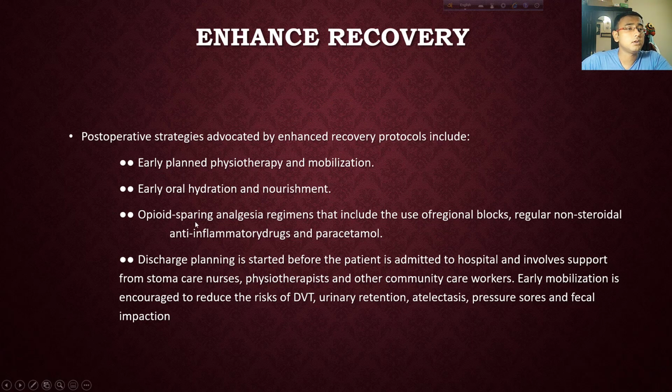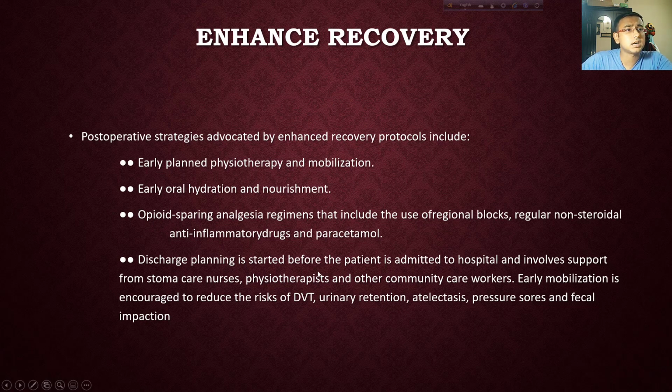Okay. And an opioid-sparing analgesia regimen, that includes the use of regional block and regular non-steroidal drugs. So we have to avoid the opioids. We must leave the opioids and use alternatives with NSAIDs and other pain-relieving drugs. Okay, because opioids cause withdrawal syndrome. Opioids make the patient more fatigued, more bedridden. So opioids must be spared.